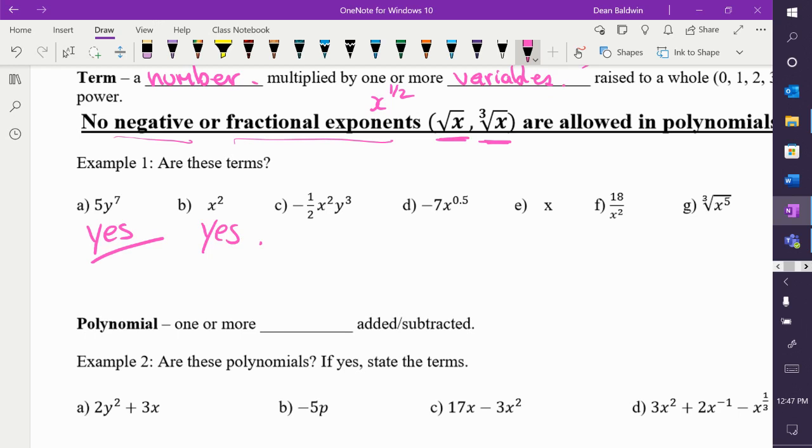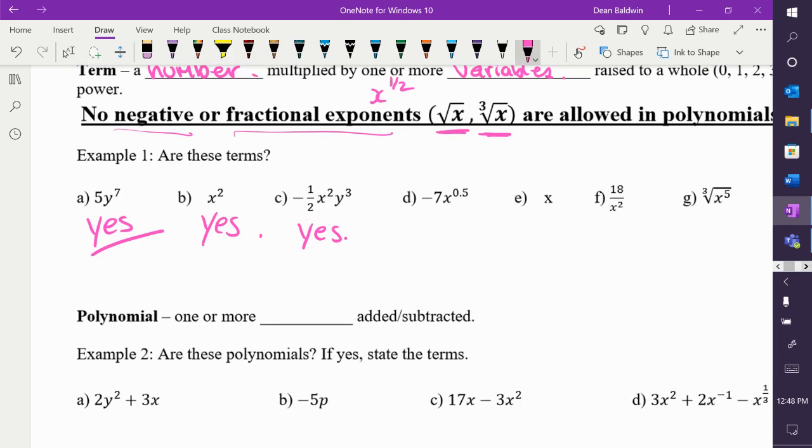Does c have a fractional or negative exponent? That's not an exponent, that's a coefficient, which you'll see in a sec. The exponents are positive, so this is a term. What about d? Does it have a fractional or negative exponent? 0.5 is 1/2, so it's a fraction. So this is not a term.